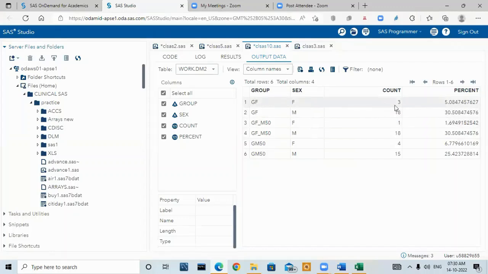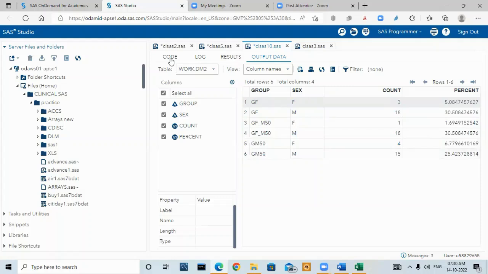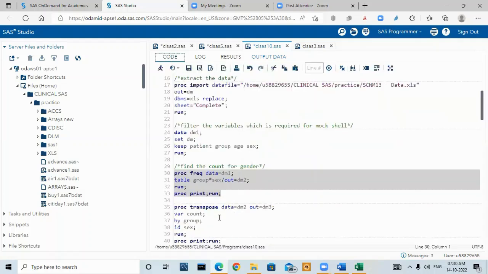See here the count is, for example, present separately for female here, right? Male here 18. So we don't want the count separately. We want M by F value. What we want here? M by F value. But this is a simple table showing the count of females and males separately. It's not in M by F format, right or wrong? So that means it is still not matching.